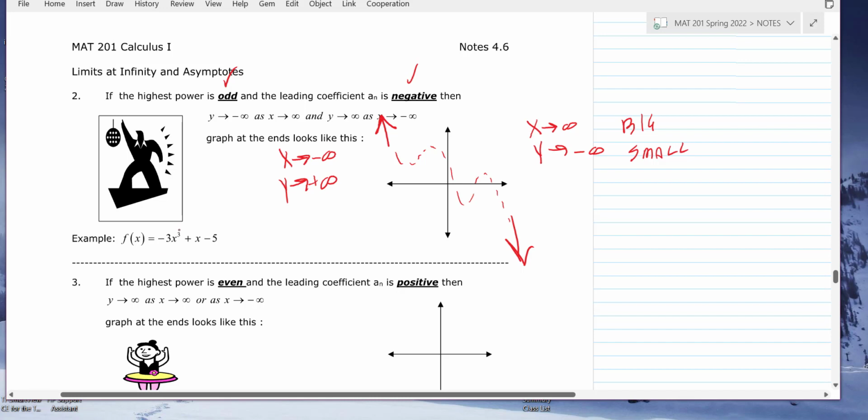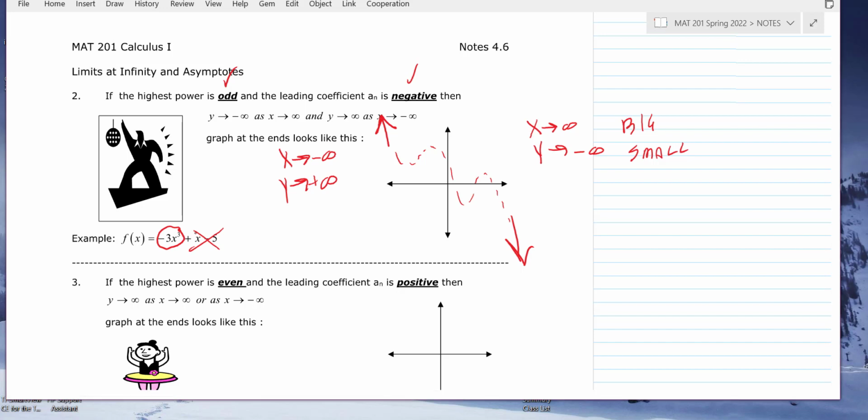Again, this example on the bottom, that's what matters. The highest power matters. The rest of it doesn't really affect how the endpoints behave. It affects how other parts of the graph behave. But that right there determines the endpoints like that.